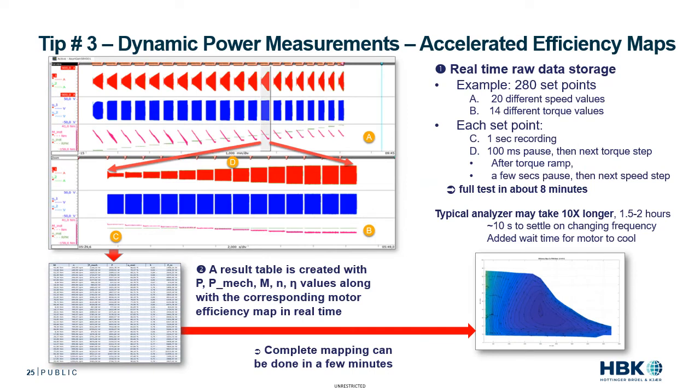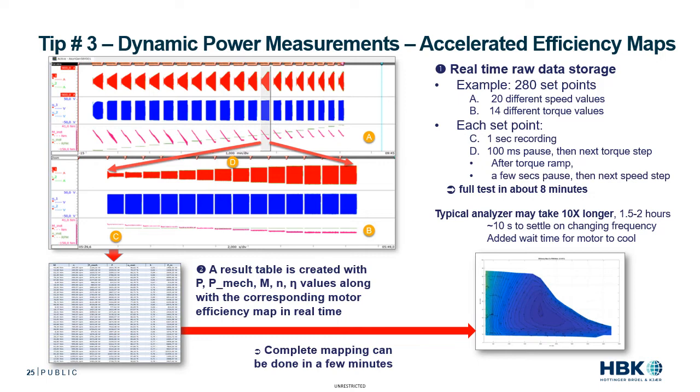Having accelerated machine efficiency mapping is a significant advantage on a power analyzer because it can save hours of time and can be achieved with cycle detect. So, as mentioned previously, a traditional power analyzer needs quite some time to settle on a changing fundamental frequency to deliver stable results. And the typical time frame for one set point could be as much as one reading every 10 seconds, for example. Now, cycle detect can compute results every half cycle, easily completing a set point in less than a second.